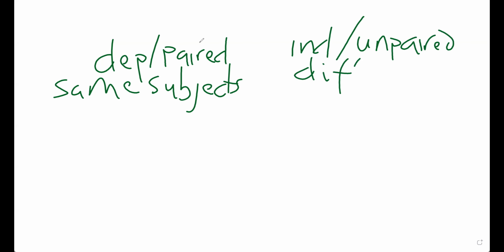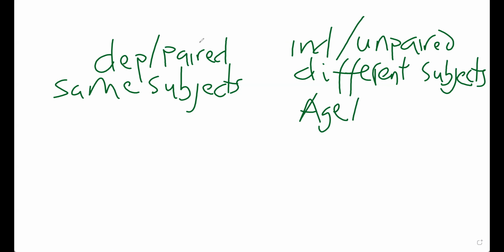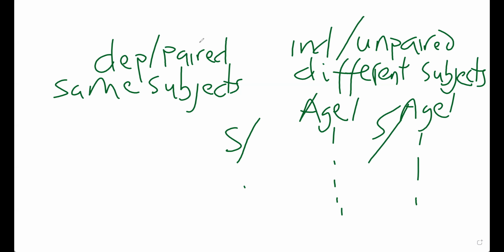So for example, an independent sample is looking at the ages of students in group one and then ages of students in group two. These students are different subjects. There are two samples, but the subjects are different people. But with paired, it is the same subject. So a typical example of a paired sample is where you have a before and after.